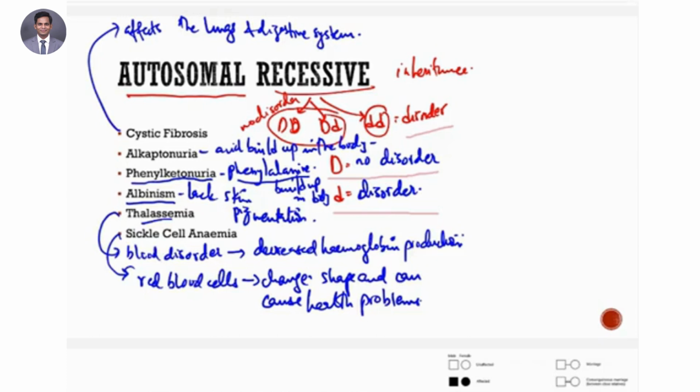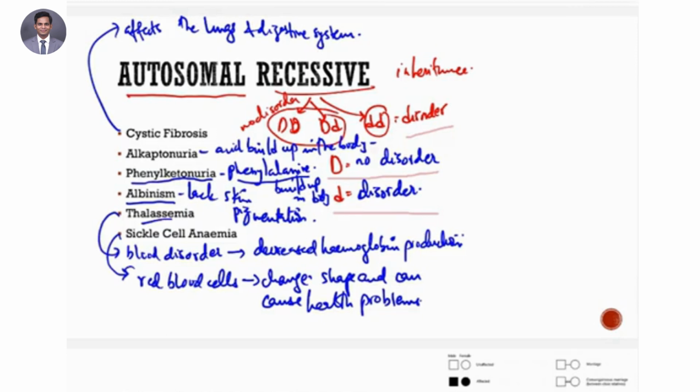Similarly, you have thalassemia and sickle cell anemia. These are blood-related disorders, again inherited blood disorders. In sickle cell anemia, instead of the red blood cell, the hemoglobin being a nice circular shape, it is going to be crescent shaped. Like a new moon, not new moon. New moon basically means no moon at all, right? Let's say a moon a few days old.